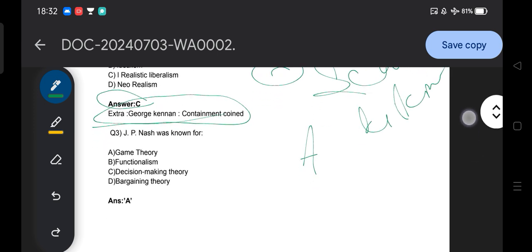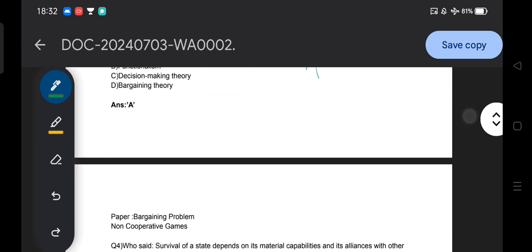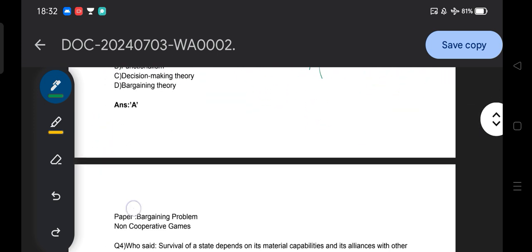Along with it, there can be questions regarding John Nash. For that you have to remember he wrote a paper, The Bargaining Problem. Along with it, Non-Cooperative Games. So Non-Cooperative Games and The Bargaining Problem are the two papers written by John Nash, and it's very, very important. Please mark this as your highlight point. That is how you have to remember.